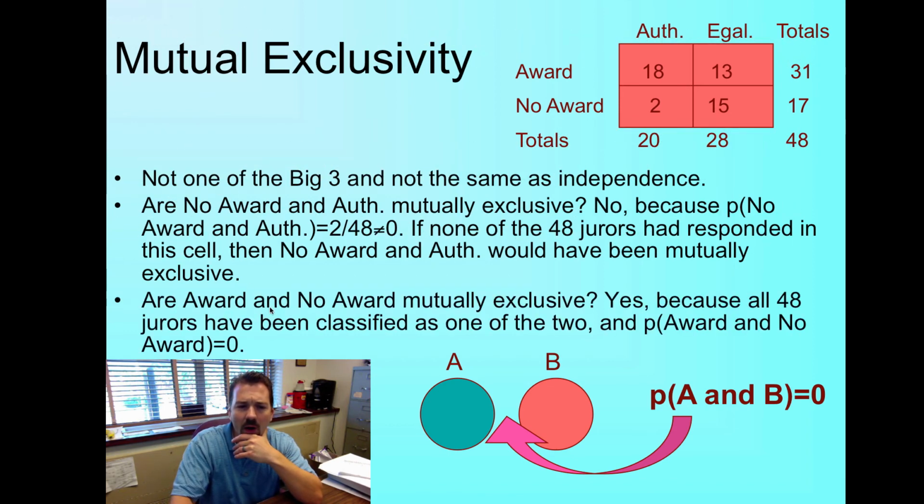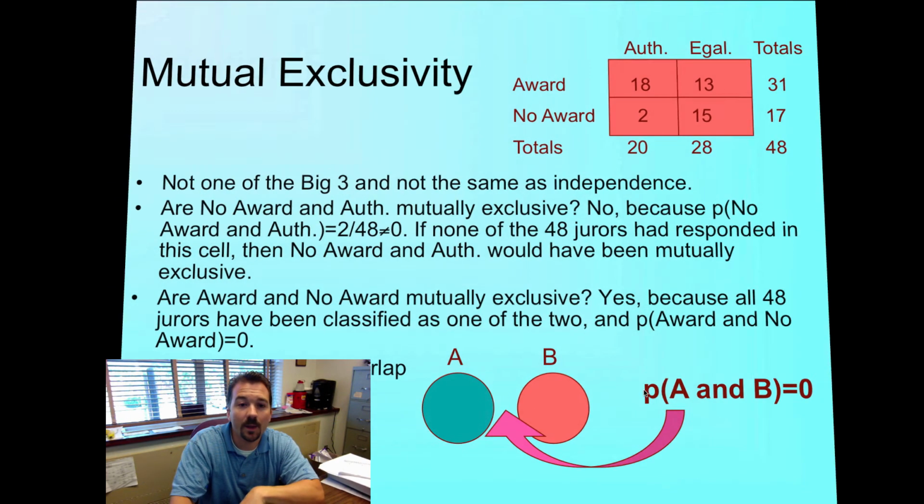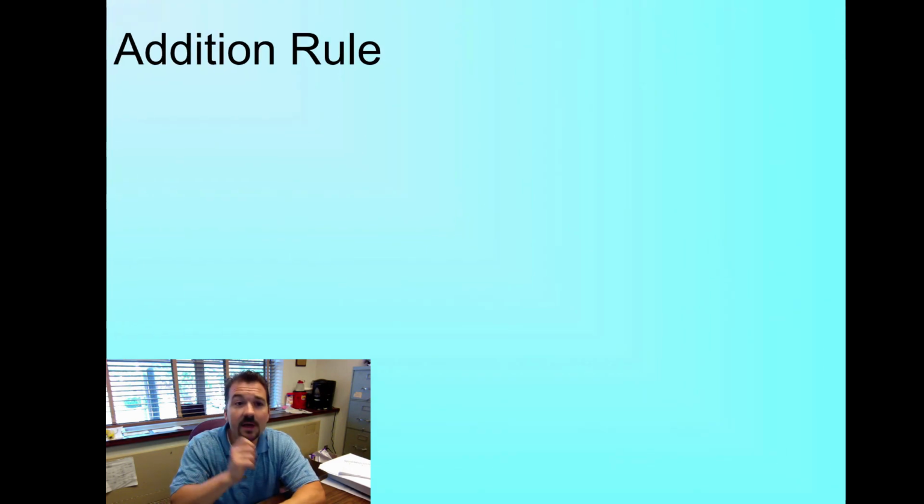However, are award and no award mutually exclusive? Well, yes, they are. Based on the design of this experiment, you can only be in one or the other category here. So if A is award, B is no award, you've got to be in one or the other. Indeed, they are mutually exclusive. Okay, on to the addition rule.